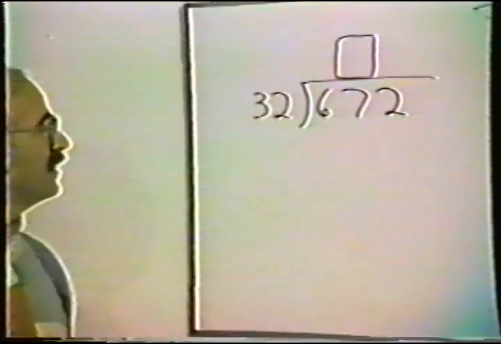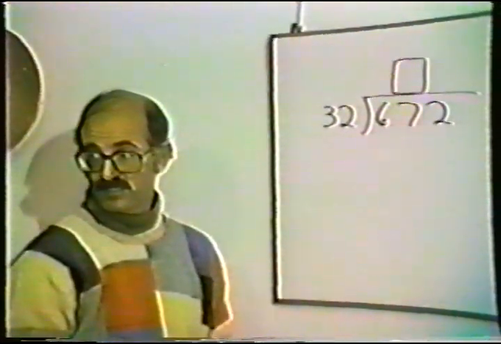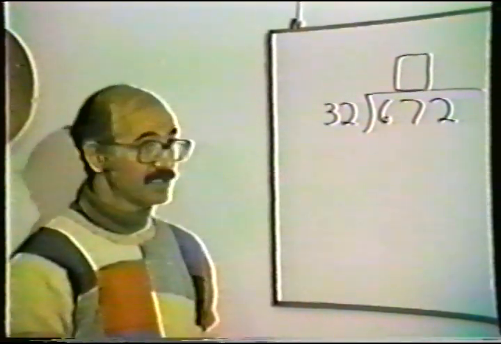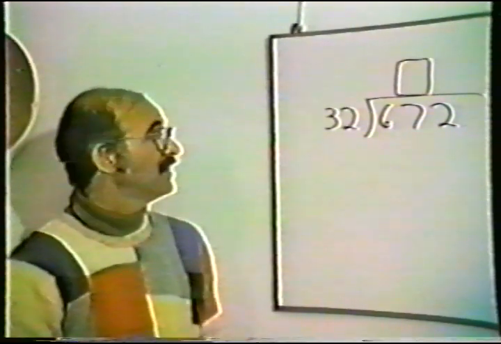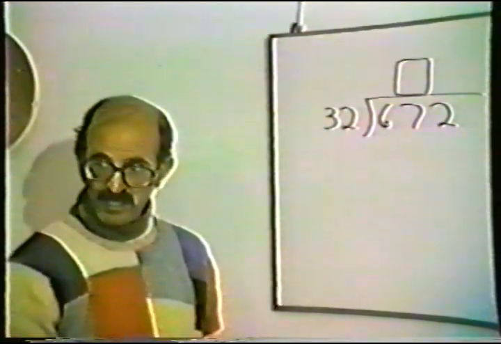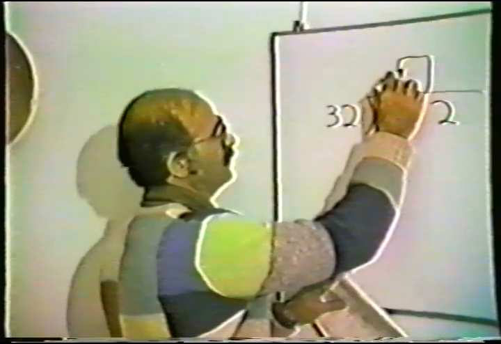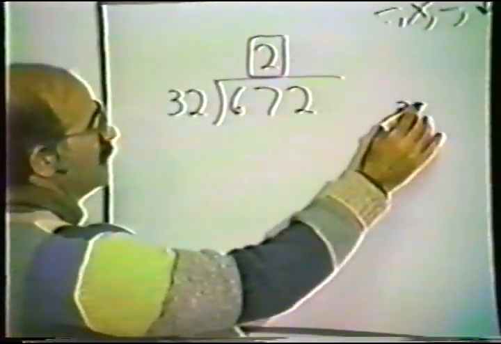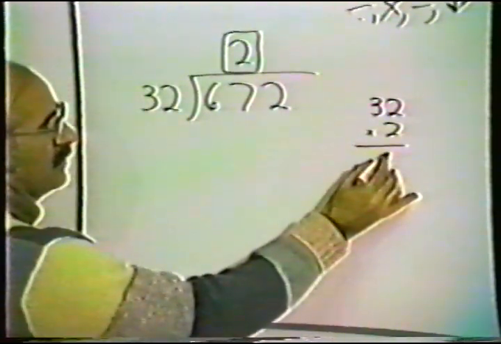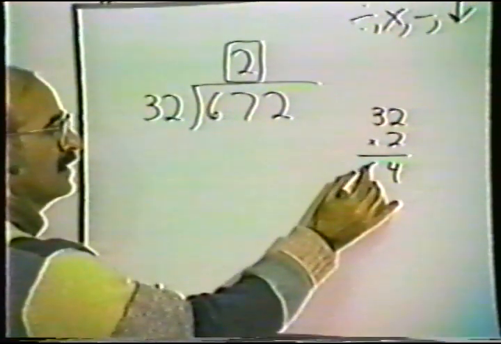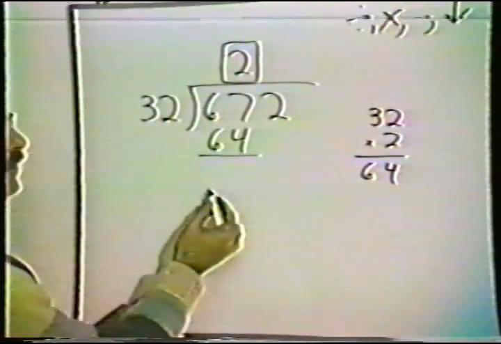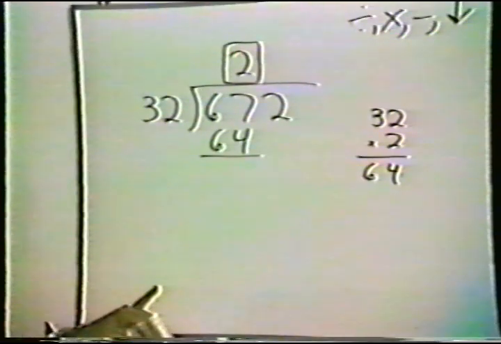Well, how many 32s do you think you can get in 67? 2, because 32 is like 30, and 67 is like 60, and we can estimate that 30 goes into 60 twice, so let's try 2. We'll put a 2 here, and we'll try 32 times 2. 2 times 2 is 4. 3 times 2 is 6. 64. Good or bad? Good, because it is not larger than our 67.